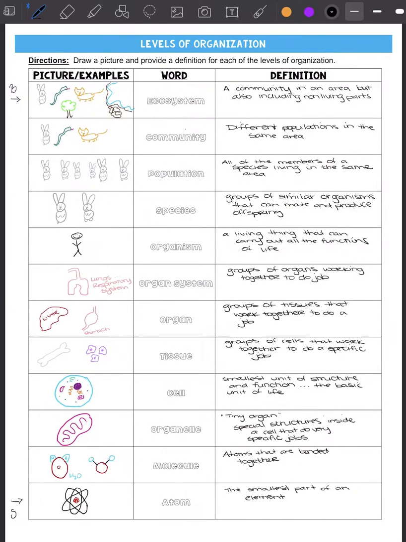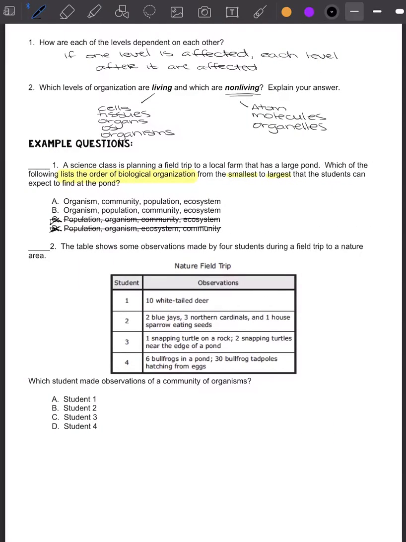So I'm just going to kind of come back here, and I'm going to take a look at my list from here up, because that's the order that I'm looking at. Okay, so I'm going to come back here, and I'm going to see which one kind of matches those, and B is going to be my choice from smallest to largest. It's not A, because it goes organism, community, population. A population is smaller than a community.